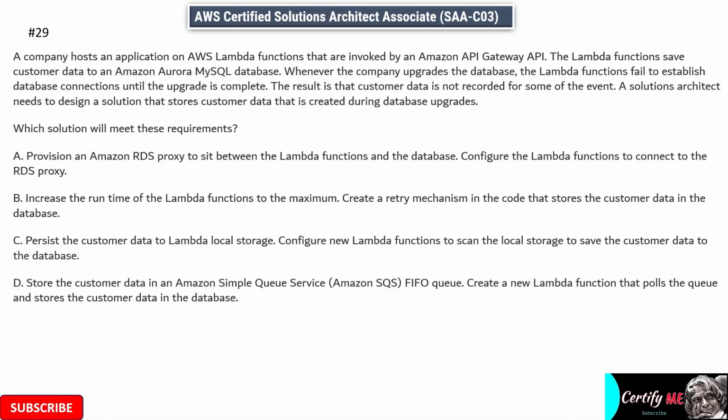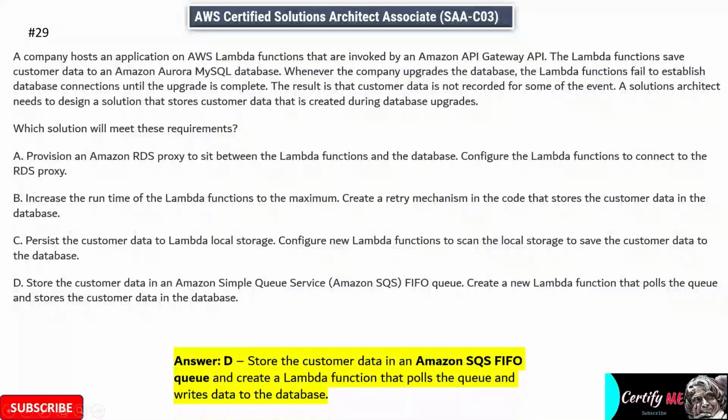The correct answer is option D. Store the customer data in an Amazon SQS first-in-first-out queue and create a Lambda function that pulls the queue and writes data to the database.